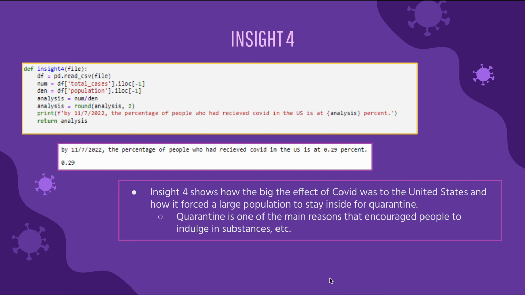For Insight 4, this was a broad insight. We just basically wanted to see how many people actually received COVID in the US. And it shows how big the effect of COVID was in the United States, and it forced a large population to stay inside for quarantine. And with that, quarantine is one of the main reasons that encourage people to indulge in bad habits like the use of substances and etc.